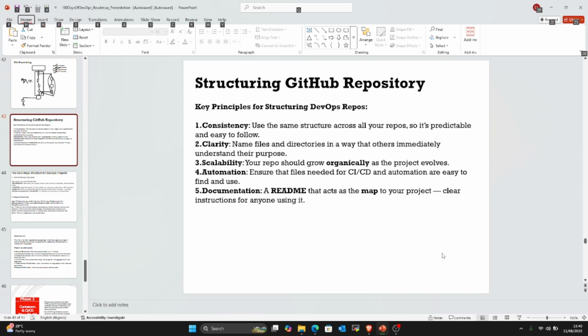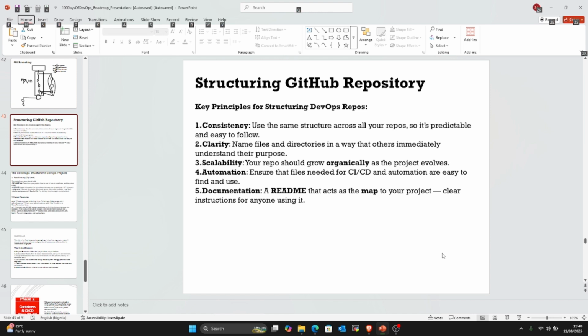We started this first phase with the fundamentals. We talked about Linux, we talked about networking, then we talked about version control, which we considered Git, and then GitHub. So today we are going to round up on GitHub, and I just really want to touch on something really simple but very, very important, and it just has to do with structuring your GitHub repository.